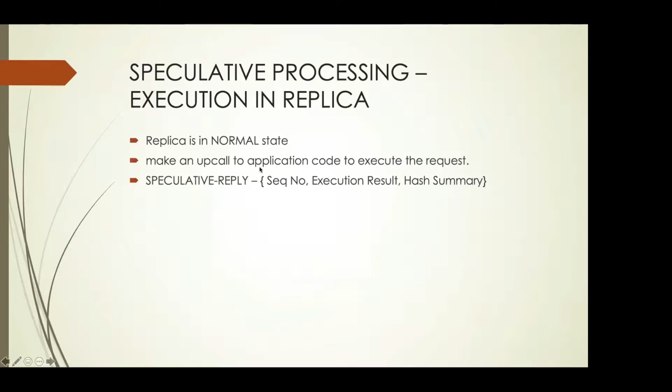The replica takes the request and makes an upcall to the application code, which is actually within the replica itself. It gets the result and sends the result and the hash summary. Each record in the log has a hash summary, which is the previous hash summary n-1 plus the current operation. The hash summary is necessary because if, for a sequence S, the hash summaries of 2 replicas are equal, that means those 2 replicas have executed the operations in the same order till S.